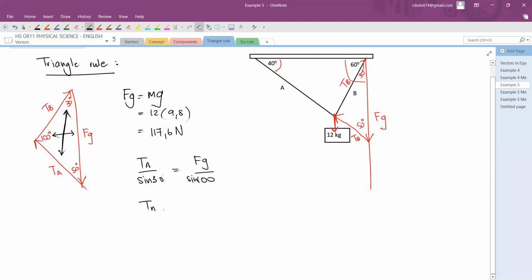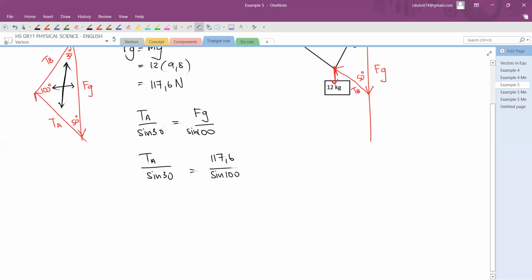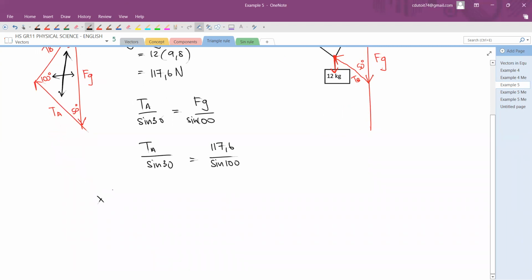So the tension in rope A over sin 30 is 117,6 over sin 100. Now I'm going to multiply with sin 30 right through. So the tension in rope A is 117,6 sin 30 over sin 100. Type that in the calculator. 103,4.